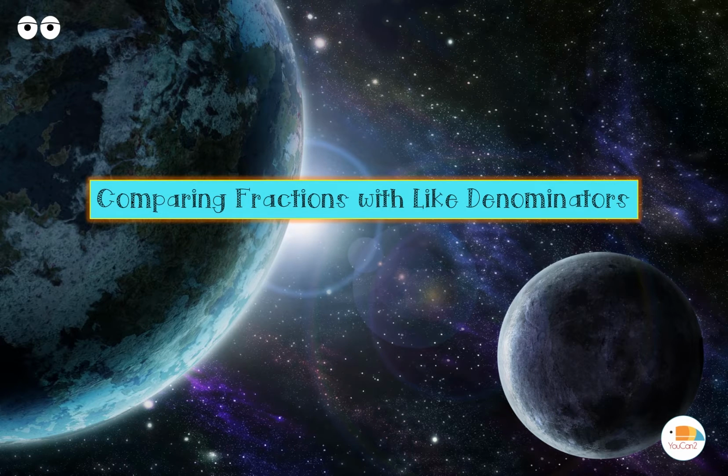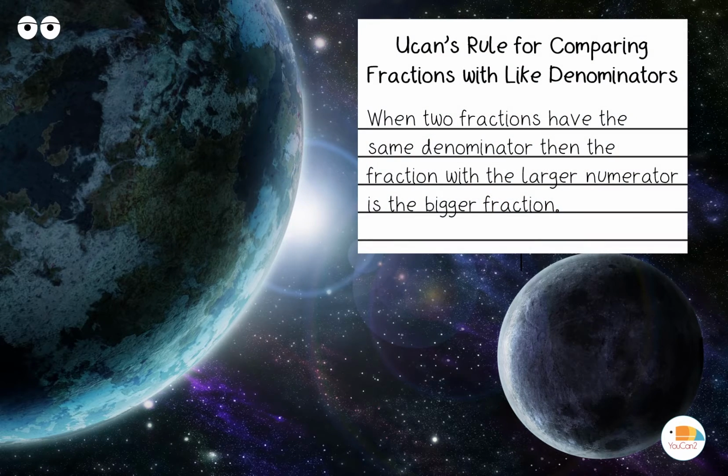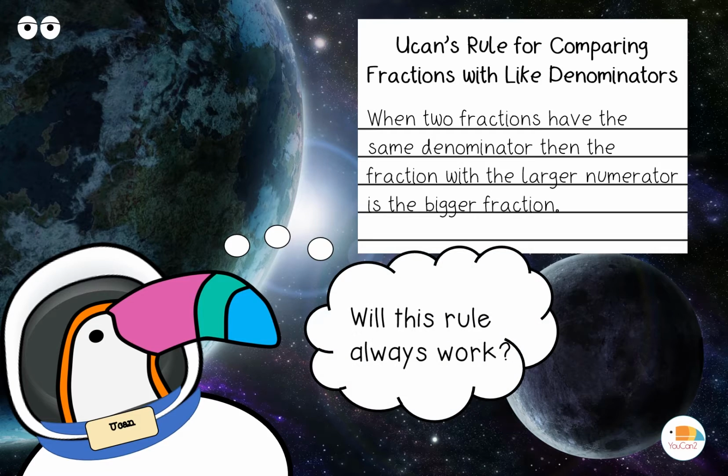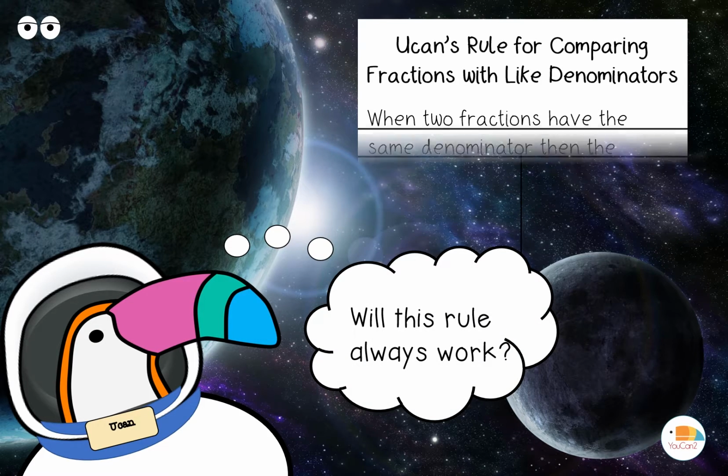Ucan, I can see you thinking. Even with all that dust in your feathers, you're thinking about something. So you know we've got a rule. The rule is when 2 fractions have the same denominator, then the fraction with the larger numerator is the bigger fraction. But you're wondering if this rule always works.